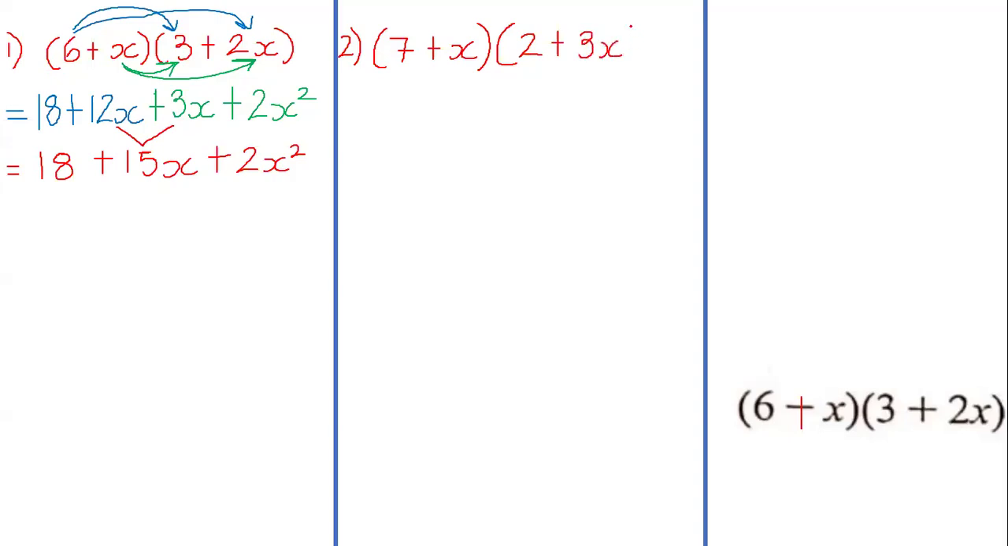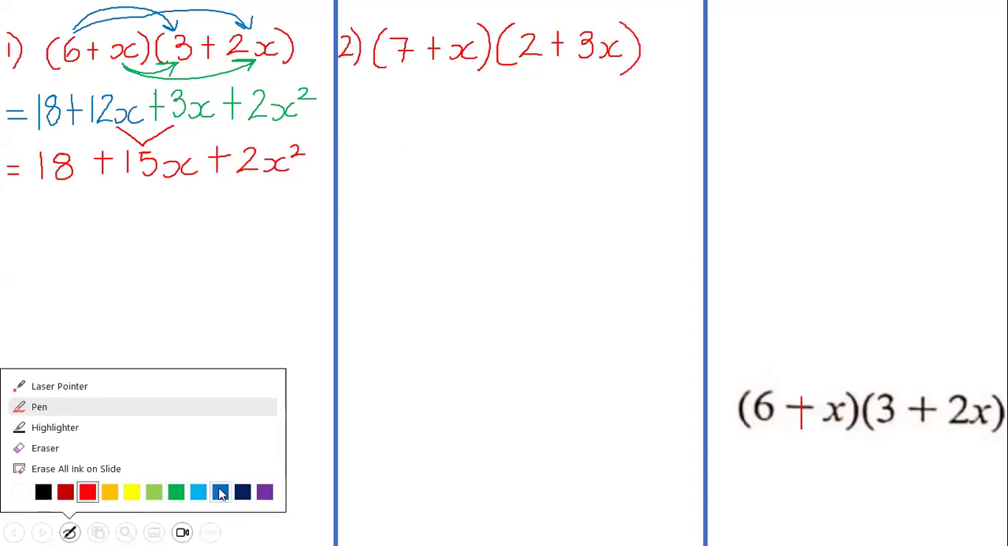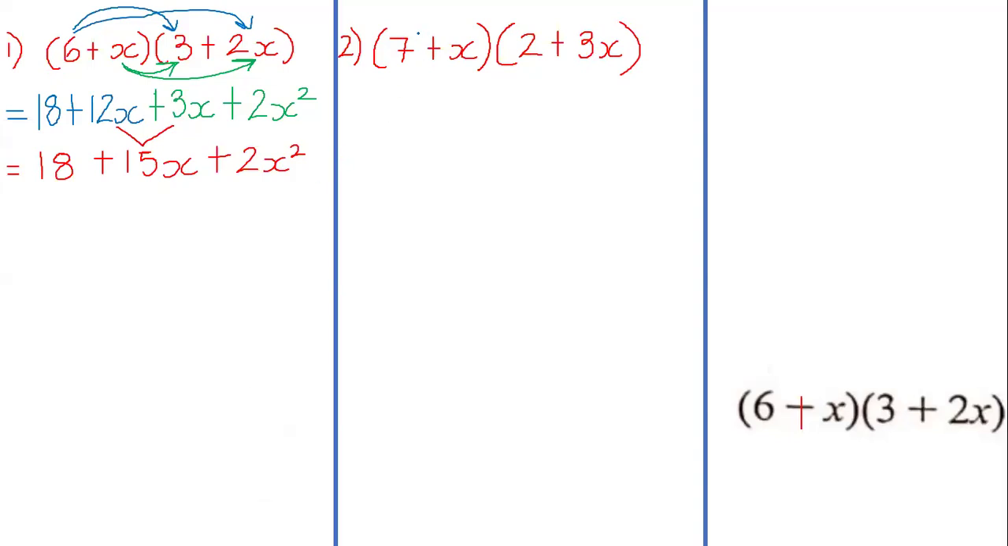Dwanisha, what am I going to do here? First we'll put the likes together? No, that's not what I'm going to do first. I have to distribute, right? So what am I going to do? Multiply 7 by all the terms. You multiply 7 with the 2. Very good.